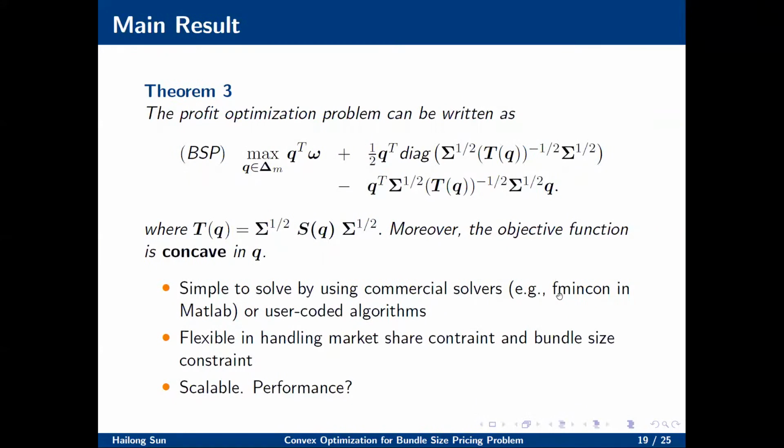For example, we can use fmincon in MATLAB to solve this problem readily. And you can also design some first order algorithm yourself. So basically, this formulation is very flexible in handling any market share constraint. For example, you can just put some linear constraint on this Q, and also you can select a subset of the bundle sizes. Namely, you can incorporate the bundle size constraint. And also, we found that this problem can be scalable to a large number of products. So the natural question is, what about the performance of this approach?